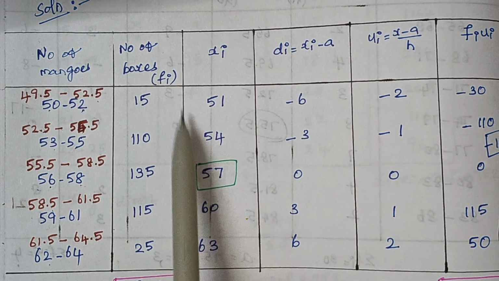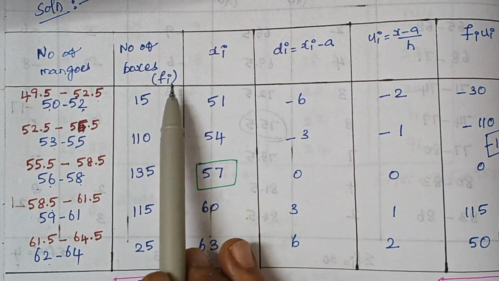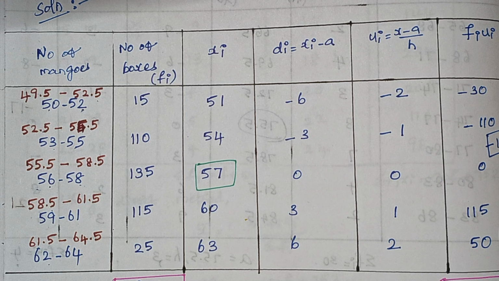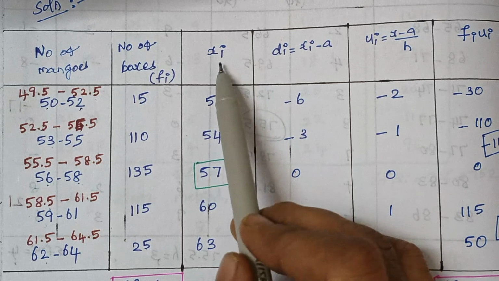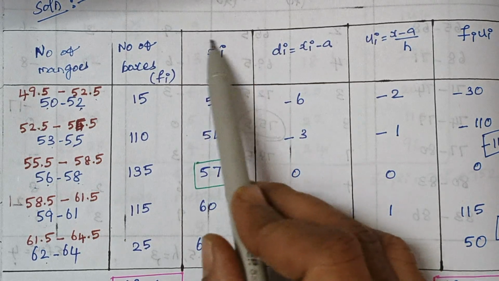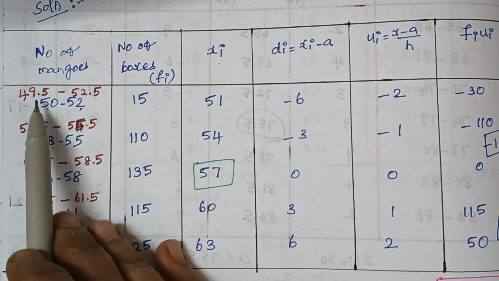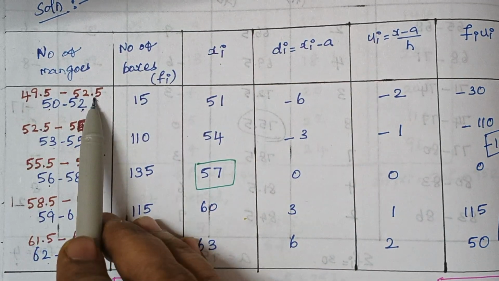Now the number of boxes are given, so as we know this is our f_i. Here we are using the step deviation method, right? Even you can use the assumed mean method, but here I go for the step deviation method. So the next thing is x_i. So here in this case, as we all know, x_i is nothing but taking the average of these ranges.